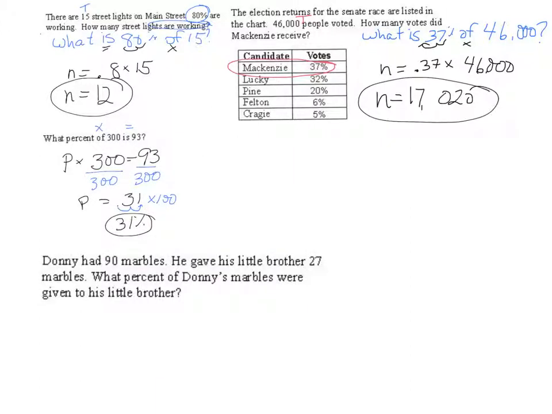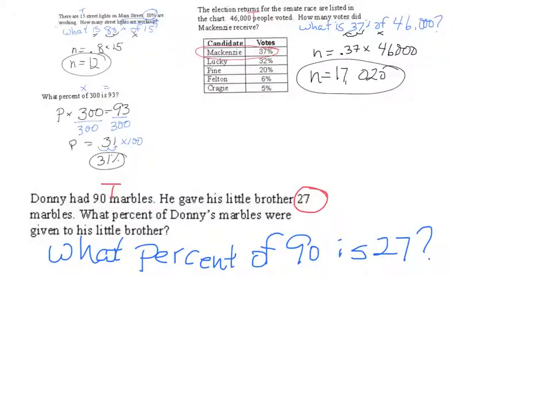Donnie had 90 marbles. He gave his little brother 27 marbles. What percent of Donnie's marbles were given to his little brother? Okay, so his original total was 90. And then the part he gave away was 27. So the question you're asking is, what percent of 90 is 27? So our equation is going to be P, of always means times, is always means equals. What percent of 90 is 27?